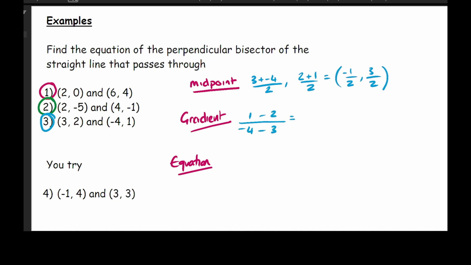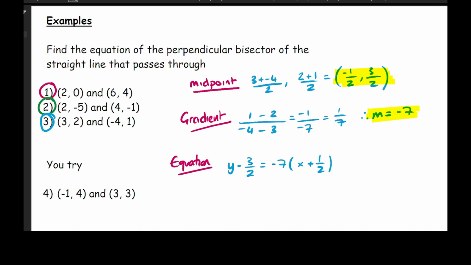Then to find the gradient, we've got 1 minus 4, and we've got 2, 3. Take away the 2, in which we end up with minus 1 over minus 7, which gives me positive 7th. So therefore my m value is going to be the negative reciprocal of a 7th, which is minus 7. So then using this coordinate here and my m value, it's then just a case of substituting it into the equation of a straight line. So here what we've got is y minus 3 over 2 equals minus 7 x plus a half.